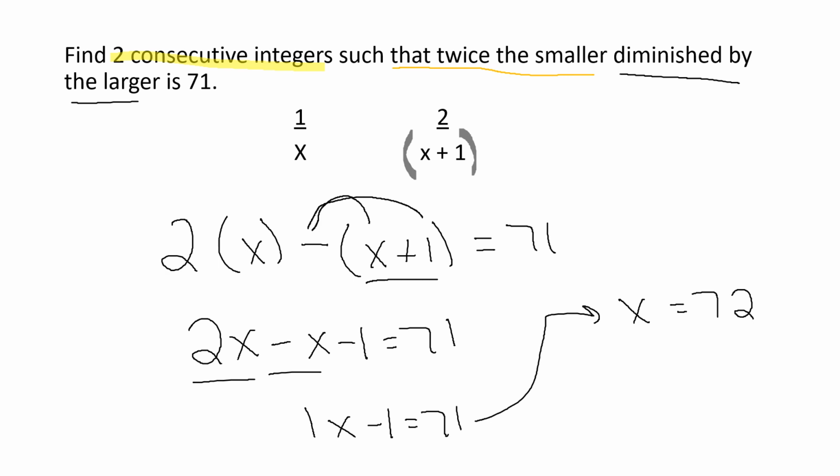Now, go back up to the top, and it says 2 consecutive integers. That means my answer should be both of those numbers. If the first number is 72, the second consecutive integer would be 73. So technically my answer is 72 and 73.